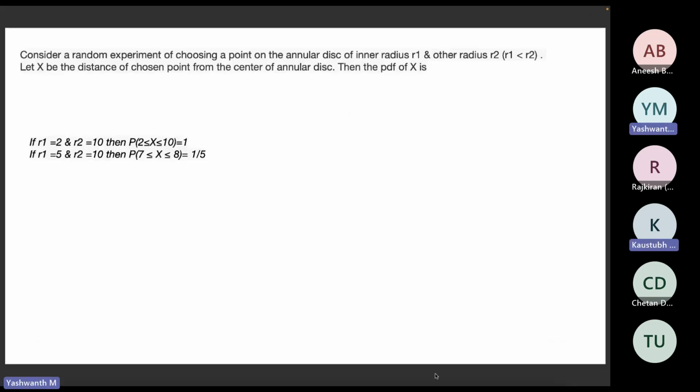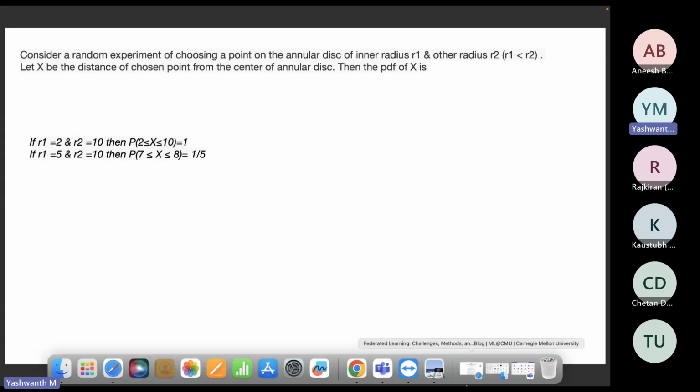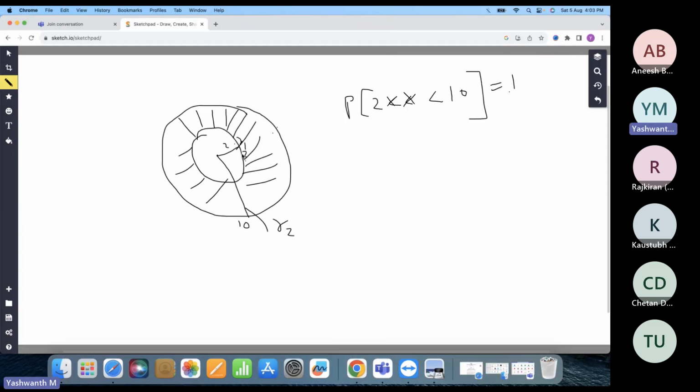And let's see another question. What if r1 is 5 and r2 is 10, and what is the probability that you pick a point between 7 and 8? Now in the second question, this is 5. And what is the probability that you pick any point between this, say this is 7 and this is 8, radius of 8, right? What is being asked is what is the probability that you are in this region? Okay.